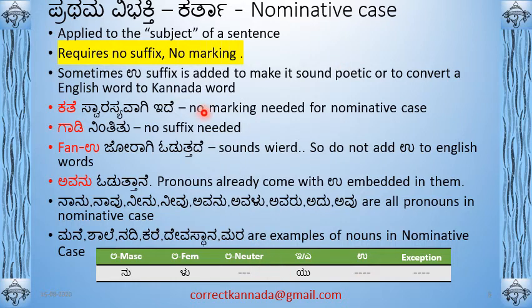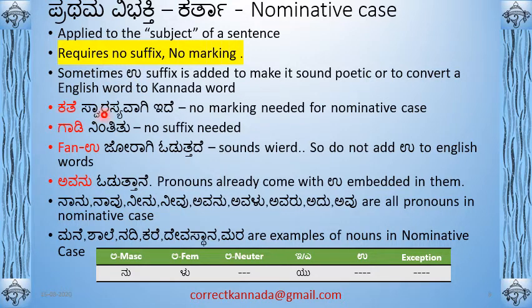So let's look at nominative case, what it is and what it is used for. So nominative case is always applied to the subject of a sentence, and like what I said, it doesn't require any suffix with respect to the vibhakti, right? If needed, it can take a suffix with respect to the declension, meaning the ending letter. Sometimes u suffix is added to make it sound poetic, or for English words to Kannada, but it is not necessary. It is just an option.